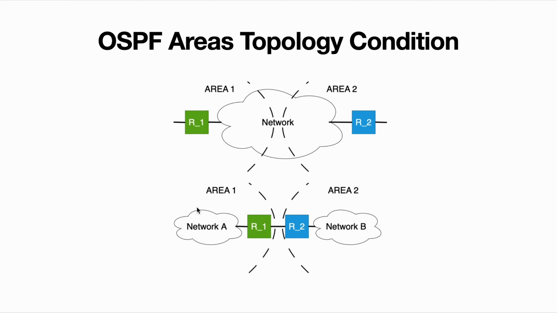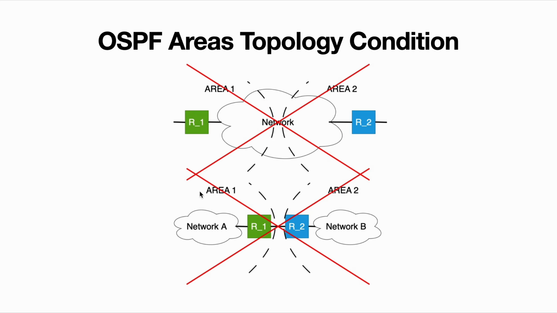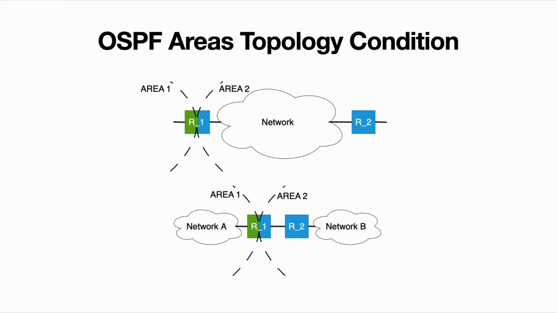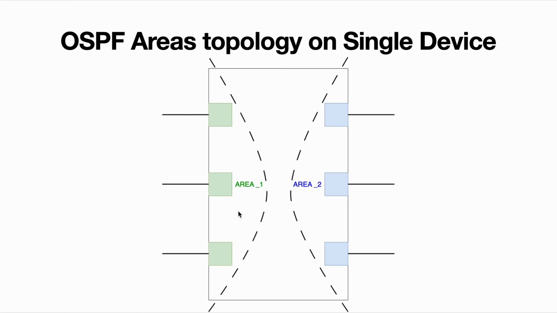The main tip for OSPF area topology is that an area boundary cannot be in a network or link. So this topology is incorrect. The area boundary should cross a router, an actual router, our device. Schematically, it can be displayed like this.